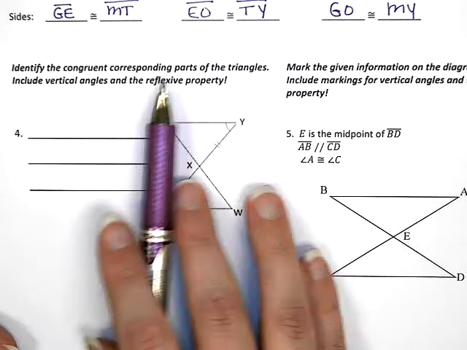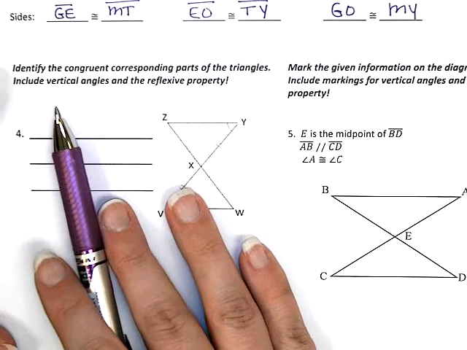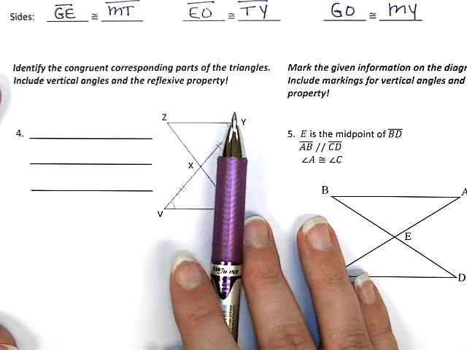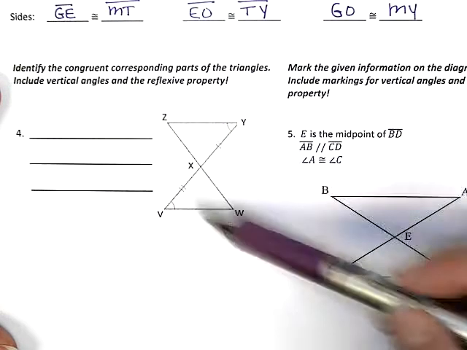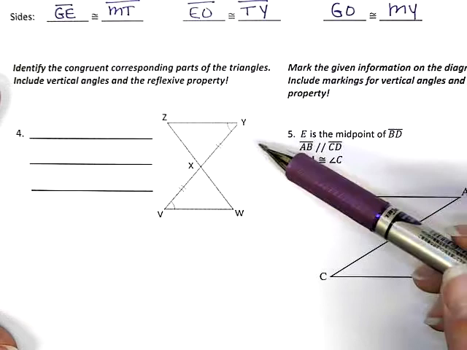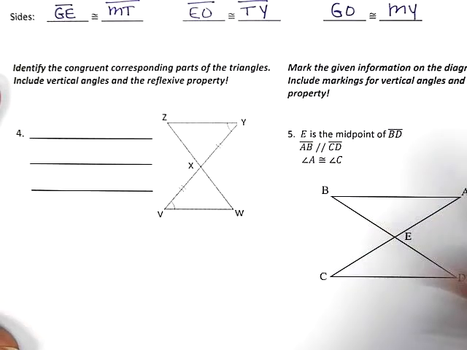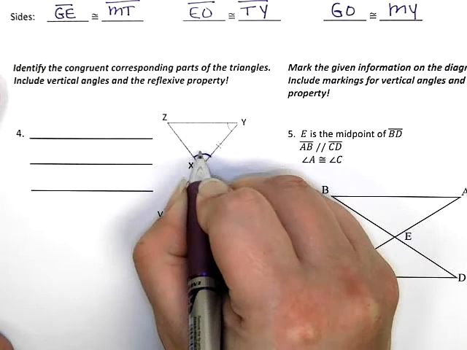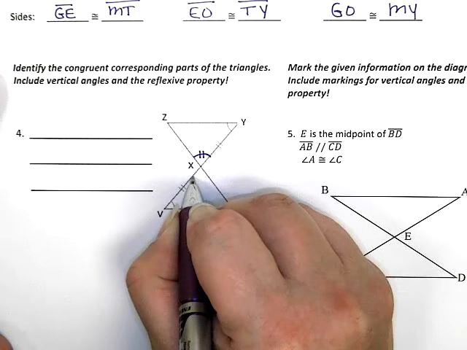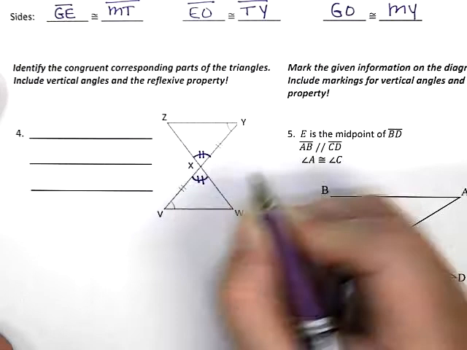Identify the congruent corresponding parts of the triangles. We want to make sure we include vertical angles and the reflexive property. So I'm hoping that you guys look at this and you immediately see that bow tie shape. All right, bow tie shape means that we've got vertical angles. So I'm going to go ahead and put some marks in to show my vertical angles.